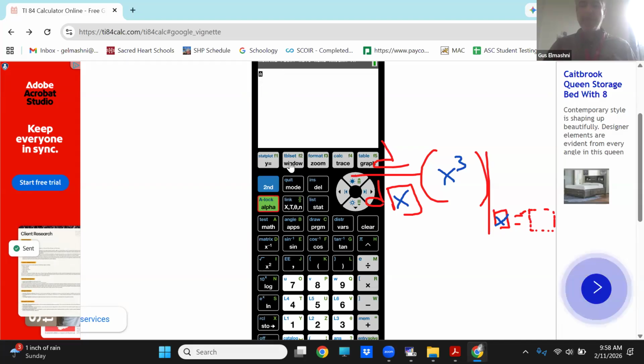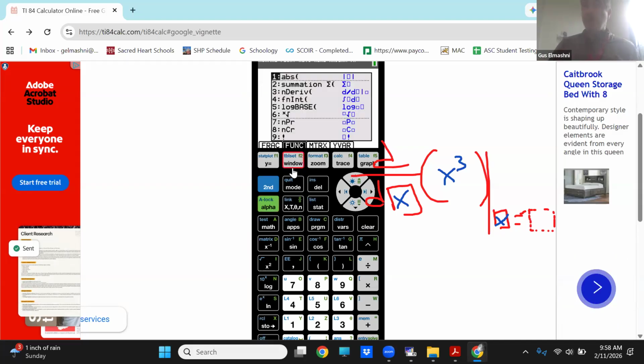If you hit Alpha window, it has some other cool shortcuts. It does log, it does derivatives, it does some other stuff too. So that's another place you can identify.